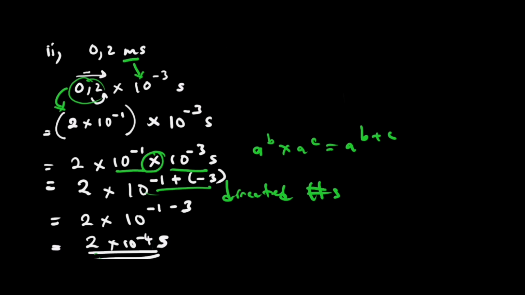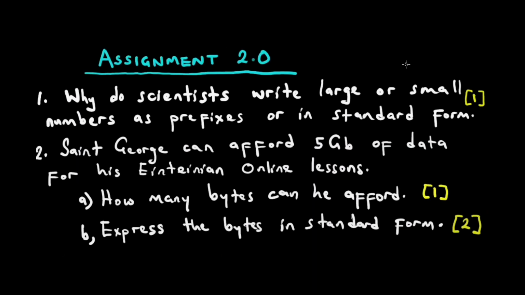Ngatichiendai kwa-assignment yedu tione kuti what are we required to practice with. This is going to be our assignment 2.0. Number 1 iri kuti why do scientists write large or small numbers as prefixes or in standard form? In a 1 mark. Number 2 iri kuti St. George can afford 5 gig of data for his and staying in online lessons. A. How many bytes can he afford? 1 mark. B. Express the bytes in standard form.